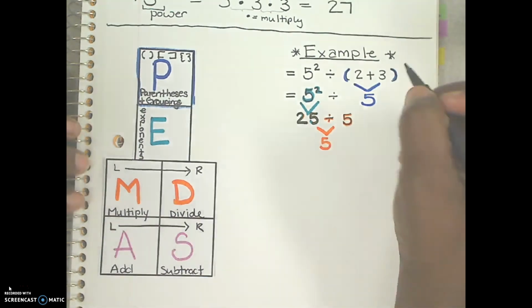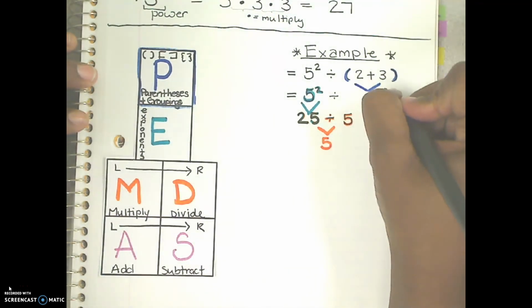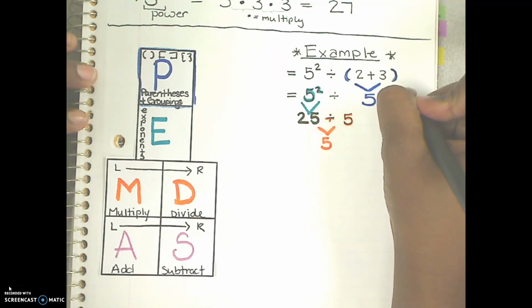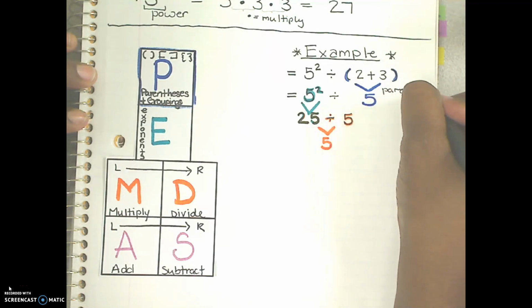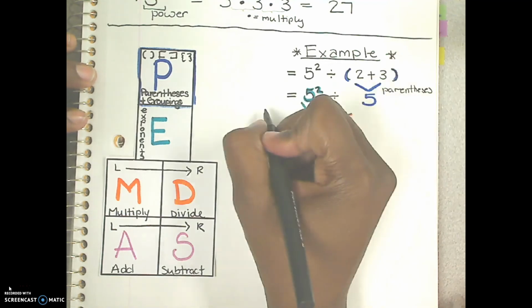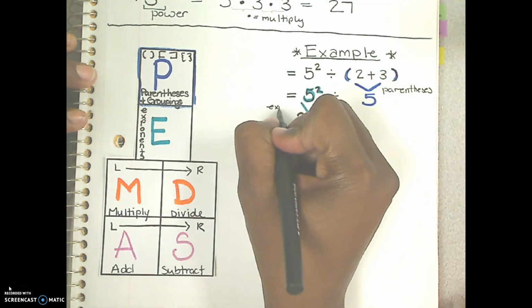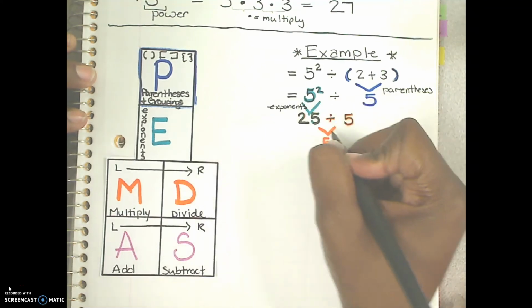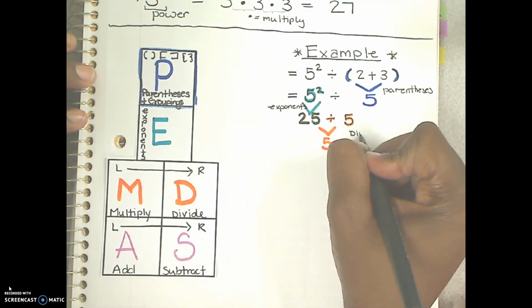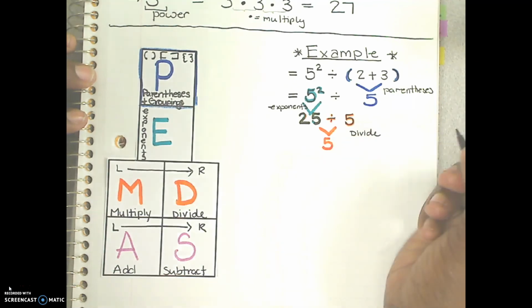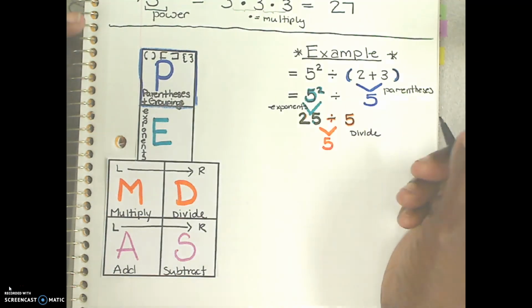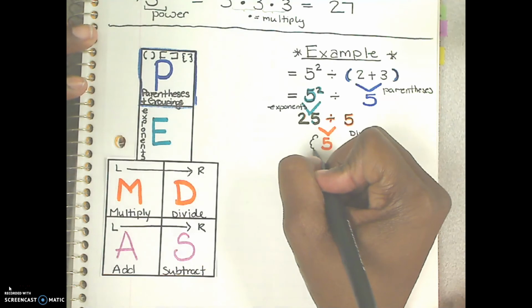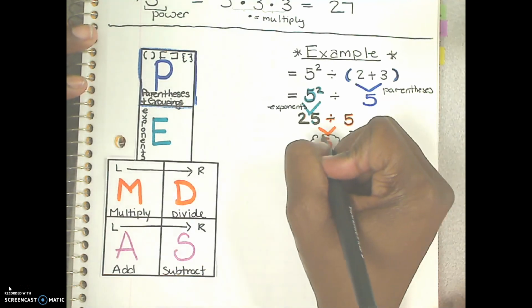All right, I'm just going to go through here and just put real quick: parentheses, exponents, divide. Now in this particular problem, we didn't have any addition or subtraction. So this is my final answer.